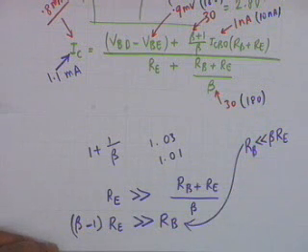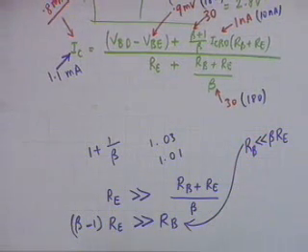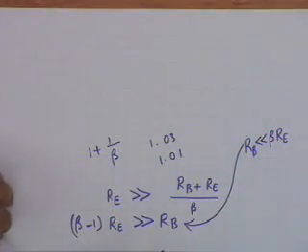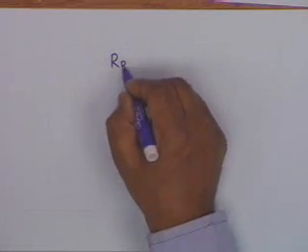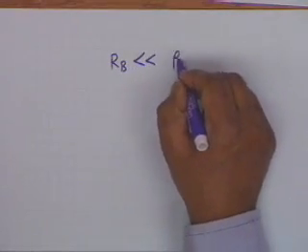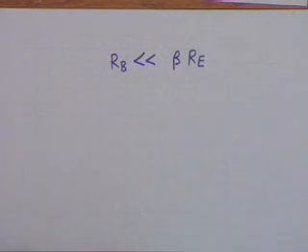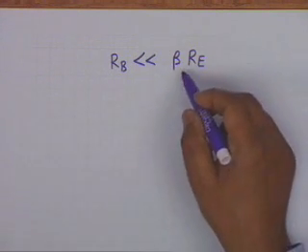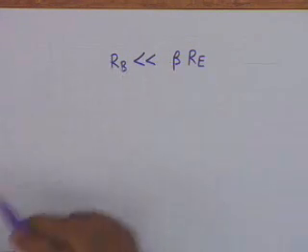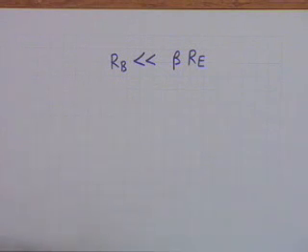Therefore, one of the conditions in a stabilized biasing is that this design condition should always be fulfilled. Rb must be much less than beta Re. And in electrical engineering, much less than or much greater than can always safely be taken to be 1:10. And therefore, if you know beta, you know Re, you choose Rb as minimum beta Re divided by 10.